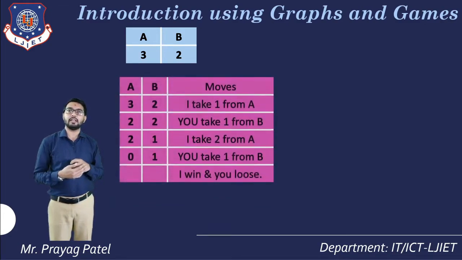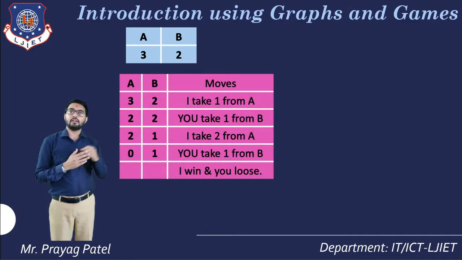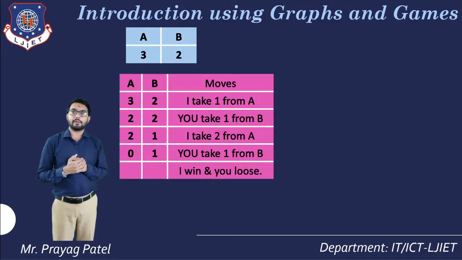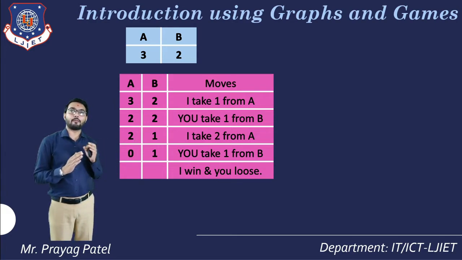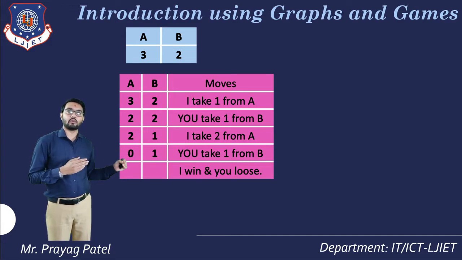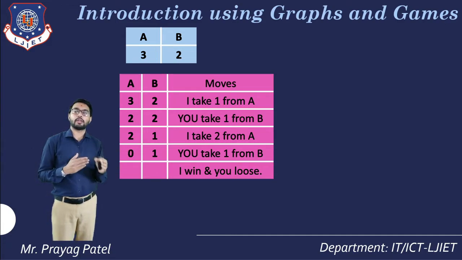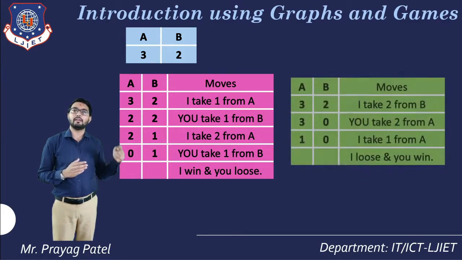Consider here initially 2 objects are given. Now I take one from A, then the remaining object equals 2. You take one from B, so the remaining object equals 1. I take 2 from A, then the remaining object equals 1. Then you take one from B. So the last result is that I win and you lost the game.